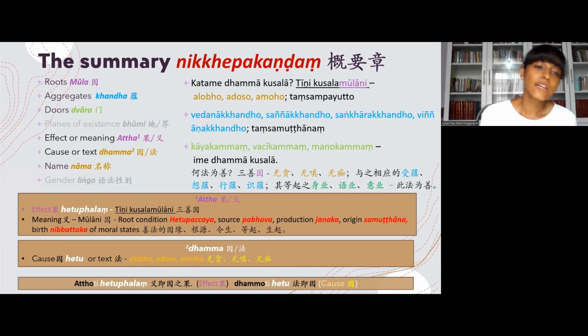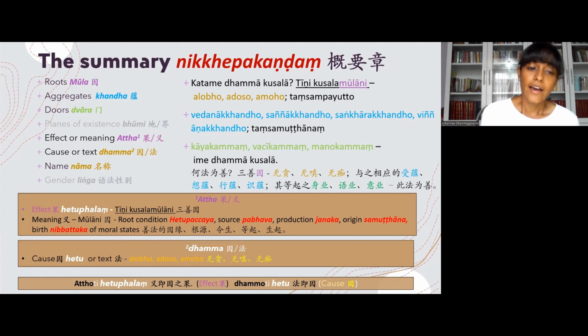Now let's see how we describe this according to what is given here. Attha is given in purple, and that corresponds to the Mula, Mulani. In one sense, Attha refers to meaning. So Mula means root condition, hetu pacchaya. It means pabhava, source, janaka, production, samuṭṭhāna, origin, birth, nibbattaka, of moral states. So in other words, these wholesome roots are the source of, or the origin of, moral states. They are the cause for the birth of these moral states.